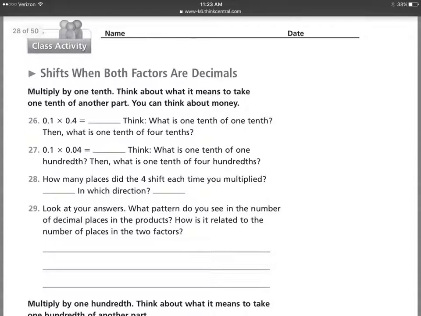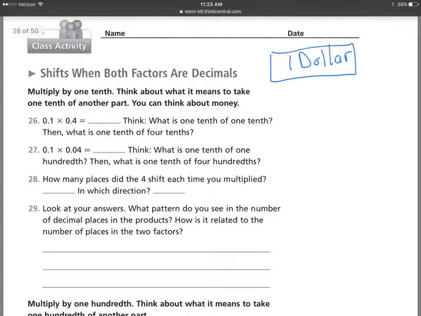Today we're going to be discussing shifts when both factors are decimals. So we're going to be multiplying by a tenth. Think about what it means to take 1/10 of another part. You can think about money if you like. Okay, so let's use money. Let's say we have a dollar bill, $1, and we wanted to divide it into 10 equal parts. If you were going to divide a dollar amongst 10 people equally, how much would each person get?